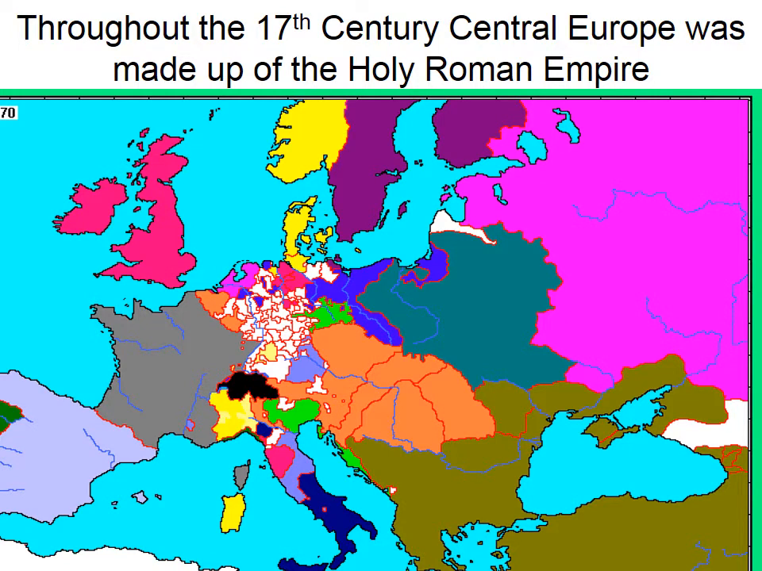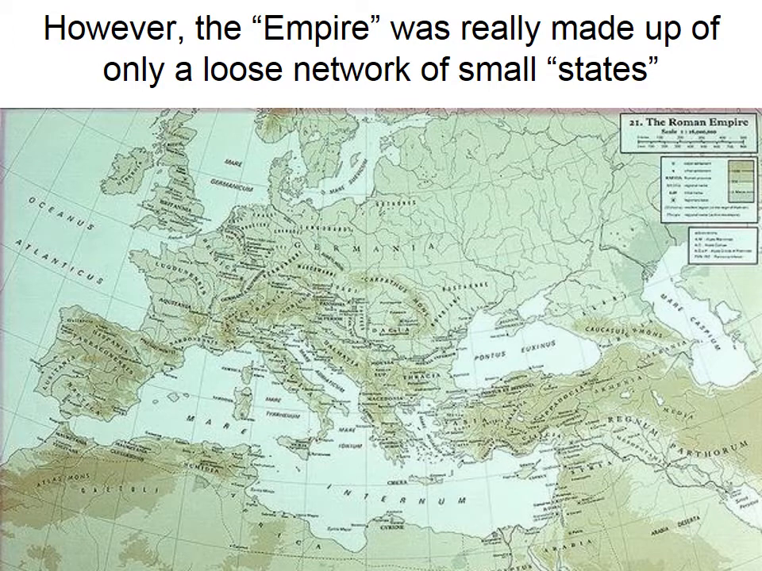So throughout the 17th century, Central Europe, as we know, was pretty much made up of the Holy Roman Empire. And you can see from this map, it's one that we've looked at before, the fragments of Germany, and that large orange section is Austria, the country of Austria. However, the empire, even though it was called an empire, wasn't really an empire, or neither was it Holy or Roman. But in fact, it was made up of a loose network of very small states, and each of those individual states had their own ruler, as we learned when we discussed different conflicts that happened during the Reformation.